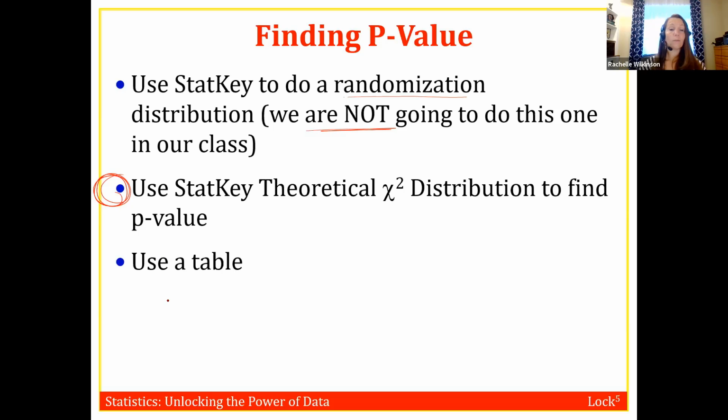But since we're forced to do our tests online and everything anyway, instead of in the testing center or something like that, then we're not going to use the table. But some semesters I do use the table. So let's go into StatKey and we'll look at how to do that in there.